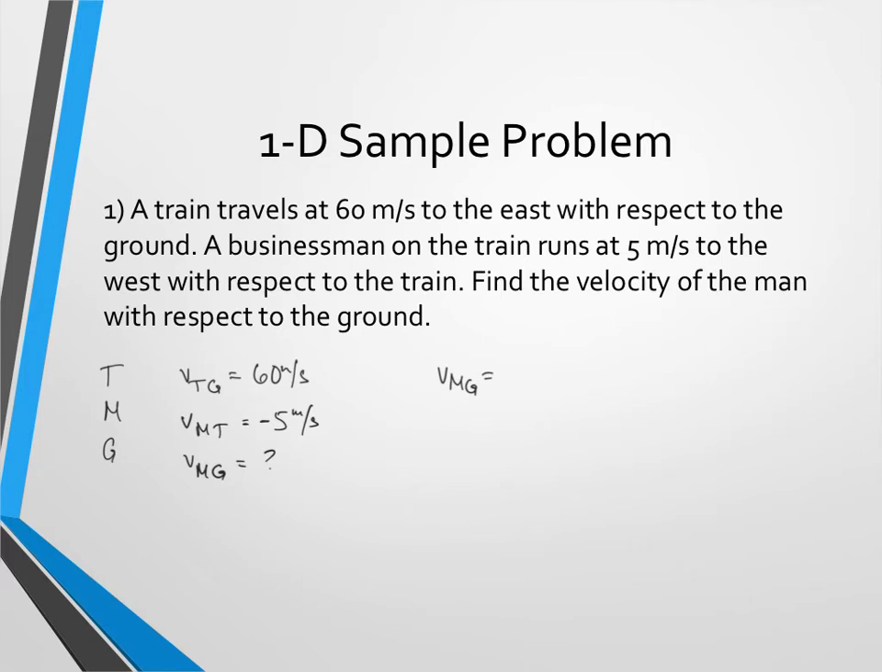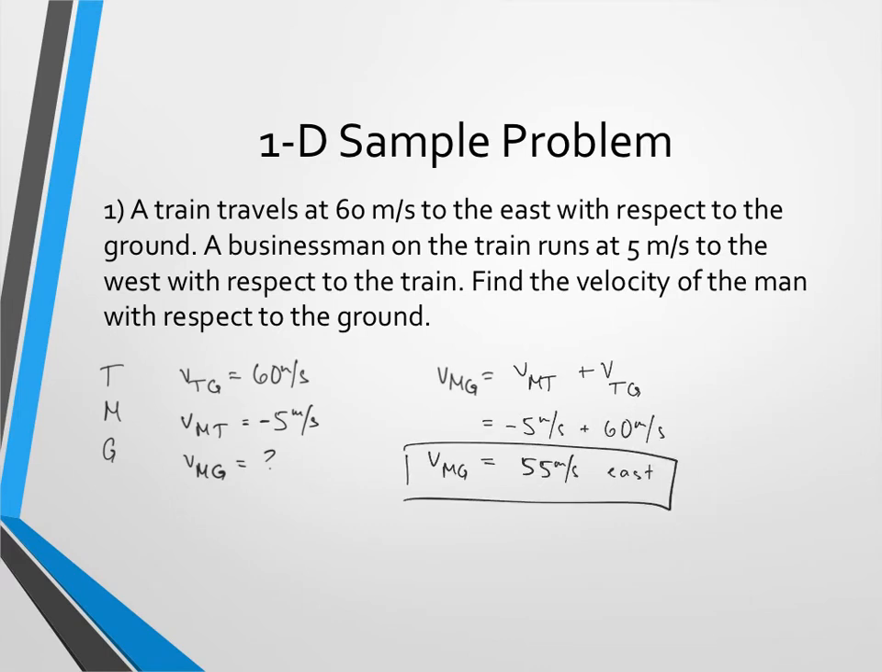So let's set this up. We're looking for m and g, so we need those two letters on the outside. T is our third letter, which is going to be canceled out in the middle. So VMT plus VTG. All right, notice how T is in the middle. That's our third perspective we're trying to cancel out. So do we have MT? That's negative 5 meters per second. And we have TG, that's 60 meters per second. And you should get 55 meters per second going east as your velocity for mg. If that's what you got logically, then you're probably on the right track for thinking this through.